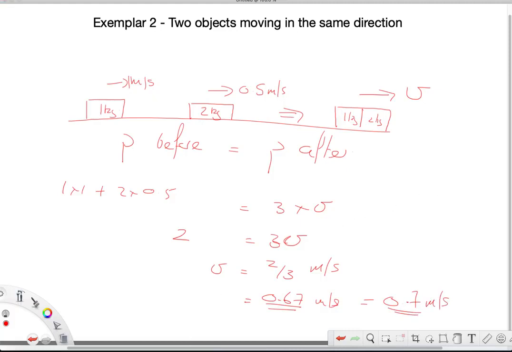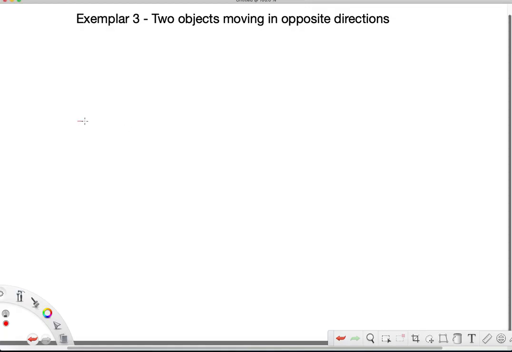So let's look at a further example then. Let's look at exemplar 3. We have two objects moving in opposite directions. So we have our surface. This is where the vector nature is really important in our calculations. So let's say we've got 1 kilogram moving at 1 meter per second.